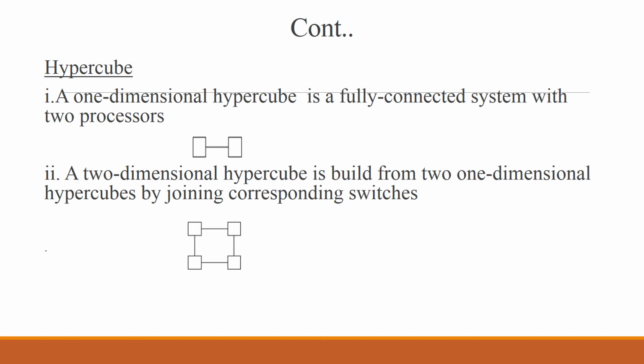Hypercube. First, one-dimensional hypercube. In this one-dimensional hypercube, two nodes are connected by only one dedicated link. Then two-dimensional hypercube. Two-dimensional hypercube is constructed with two one-dimensional hypercubes. Here this network consists of 4 nodes and 4 dedicated links. The nodes are memory elements or processing elements.